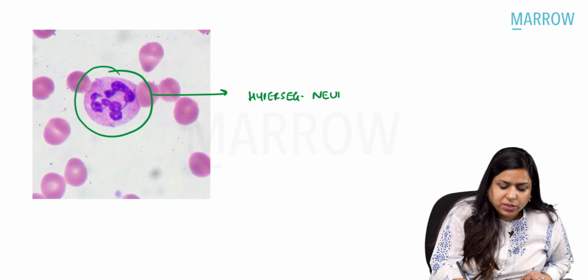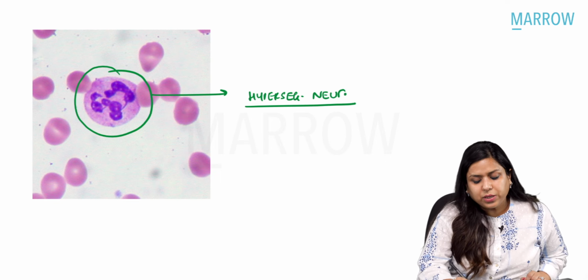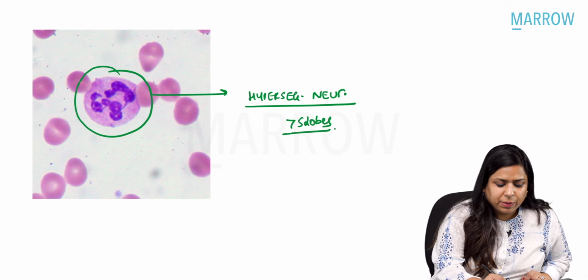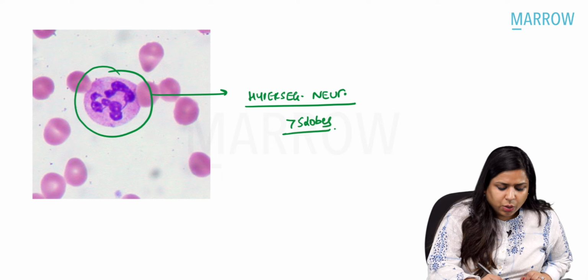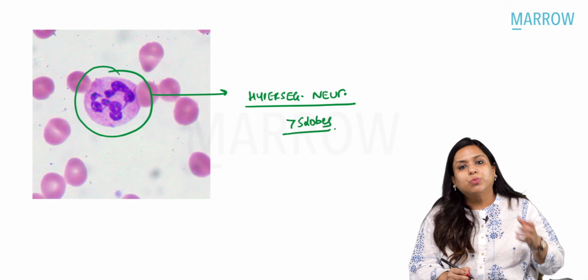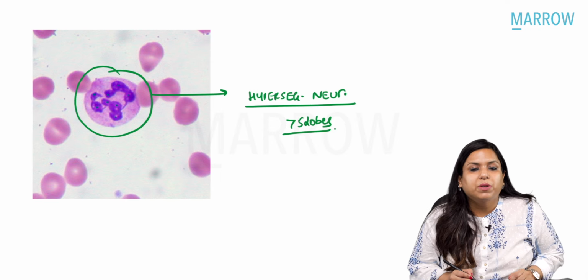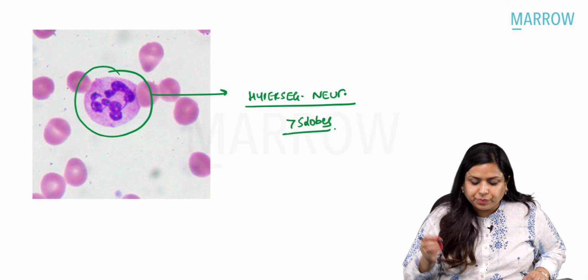Hypersegmented neutrophil. What is a hypersegmented neutrophil? It has more than 5 lobes. In this neutrophil, can you appreciate how many lobes are there? 1, 2, 3, 4, 5, 6, 7, 8, right? So, more than 5 lobes are there. This is a hypersegmented neutrophil which is seen in B12 deficiency anemia, correct?